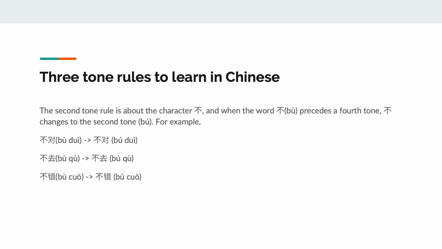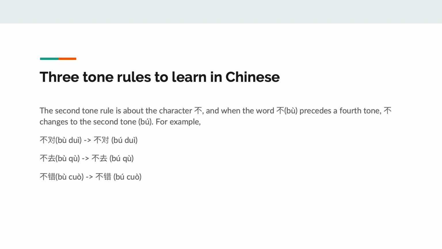Let's look at the next tone rule. The second tone rule is about the character 不, and when the word 不 precedes a fourth tone, 不 changes to the second tone. 不. For example, 不对 becomes 不对. 不去 becomes 不去. And 不错 becomes 不错.